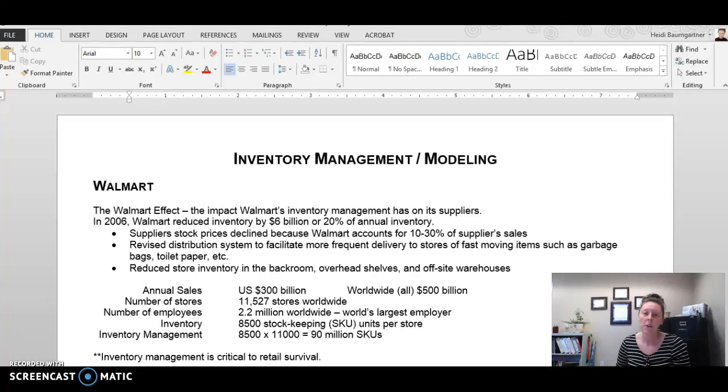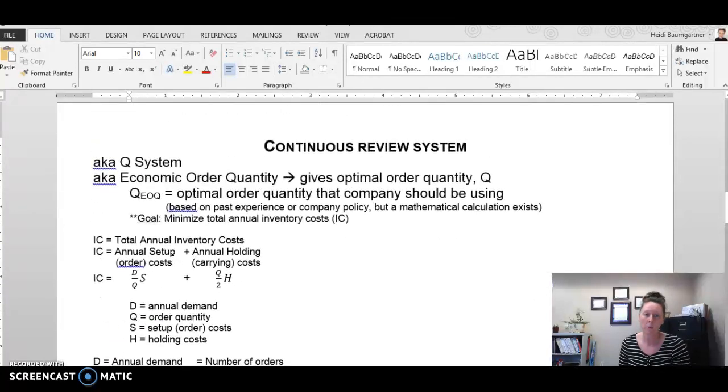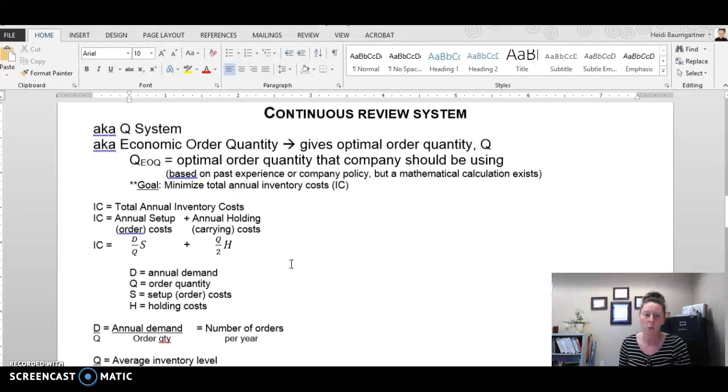This is a continuation of the inventory management modeling lecture, and we had gotten down to using an example. As we had stated, there is a mathematical calculation that exists in order to determine the optimal quantity Q to order.